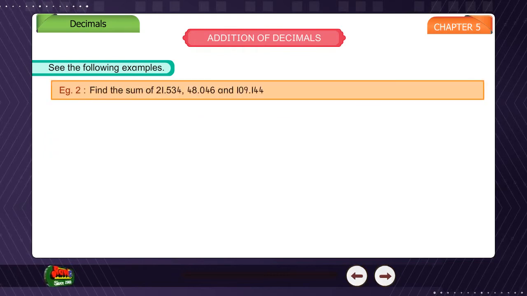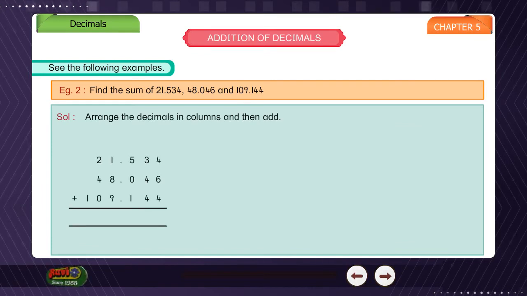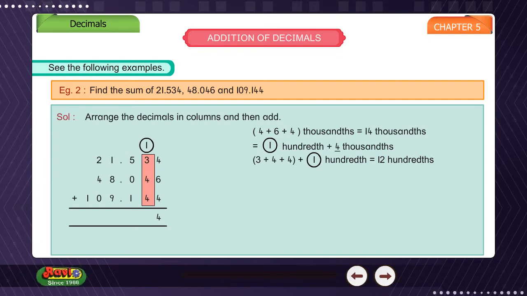Example 2. Find the sum of 21.534, 48.046 and 109.144. Solution. Arrange the decimals in columns and then add. 4 plus 6 plus 4 thousandths is equal to 14 thousandths, which is 1 hundredth plus 4 thousandths. 3 plus 4 plus 4 plus 1 hundredth is equal to 12 hundredths, which is 1/10 plus 2/100.